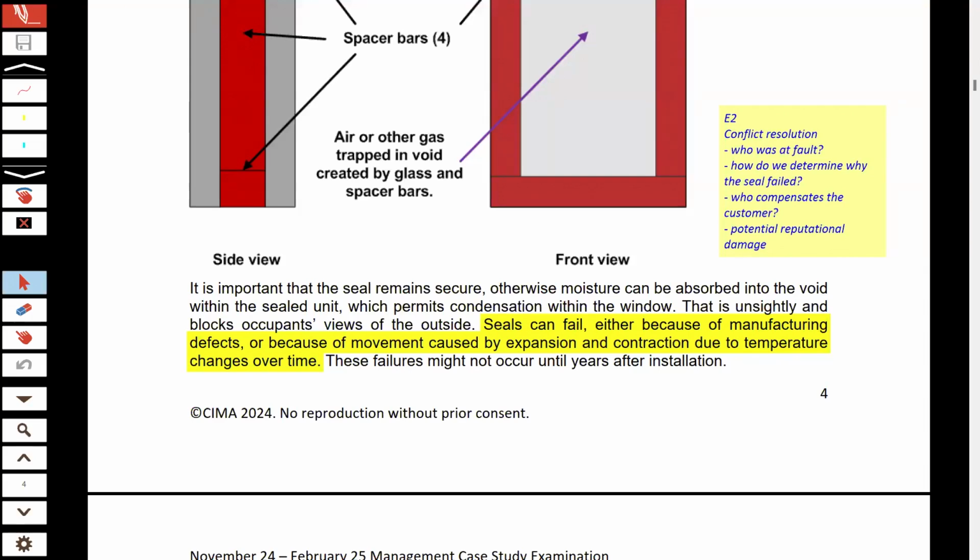So we might have conflict with customers. They are saying this window's failed. We are saying, no, it hasn't. It's because of temperature change that has naturally caused some condensation on the outside or the inside. So that's just reminding me about conflict.